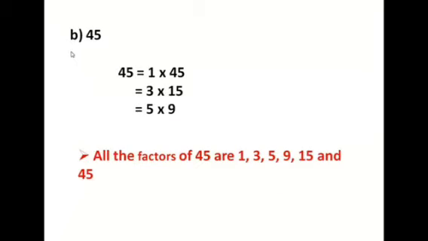Next question, 45. So 45 equals 1 into 45 gives you 45, 3 15s are 45, 5 9s are 45. So here all the factors of 45 are 1, 3, 5, 9, 15 and 45.